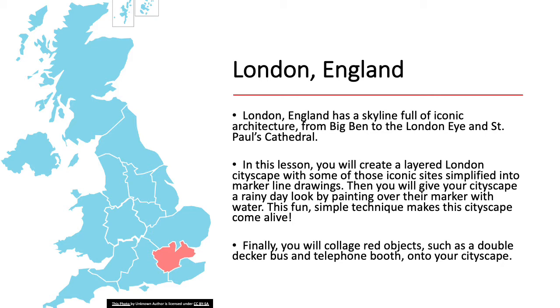In this lesson, you will create a layered London cityscape with some of these iconic sites simplified into marker line drawings. Then you will give your cityscape a rainy day look by painting over the marker with water. It's fun and a simple technique that makes the cityscape come alive. Finally, you will collage red objects onto your picture, such as a double-decker bus, a telephone booth, or whatever you can think of.